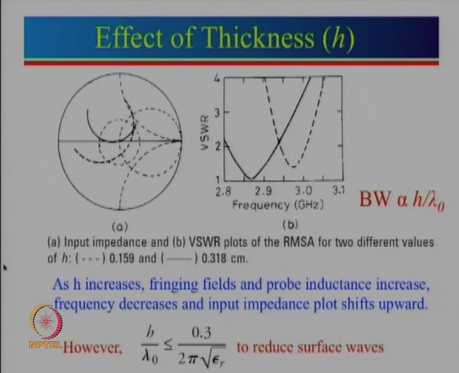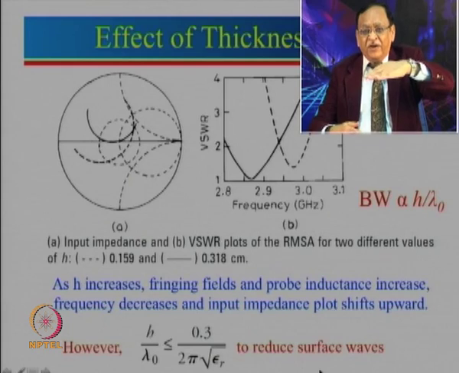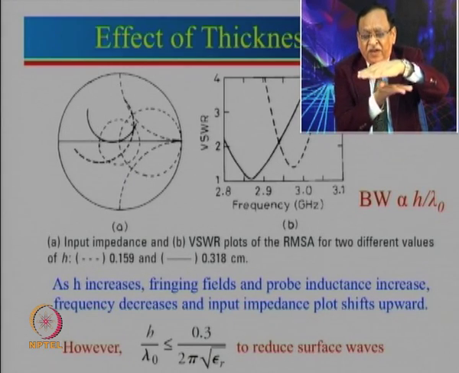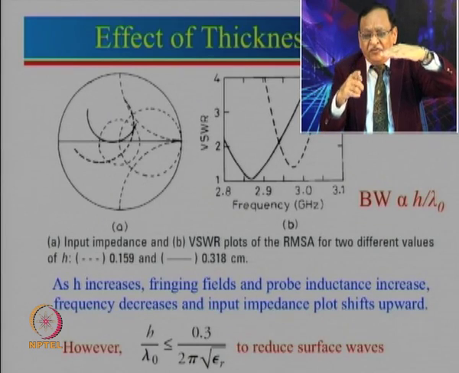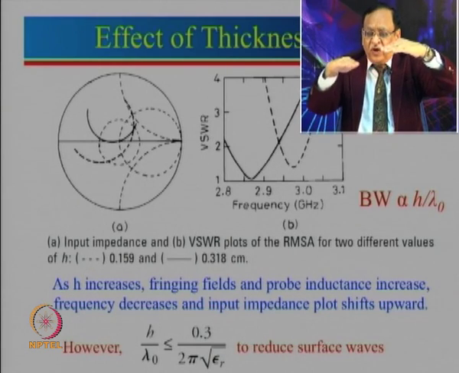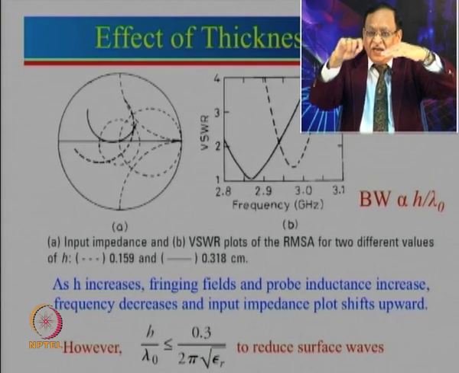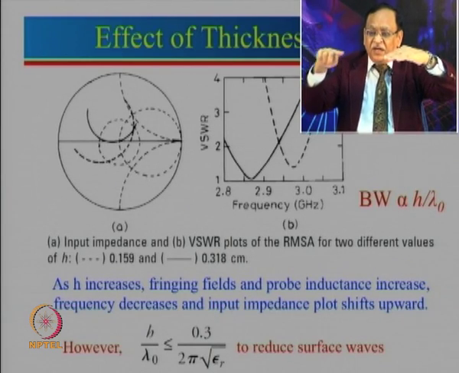There is a limit that h by lambda 0 should be less than this expression, and that is to reduce surface waves. How does the surface wave come into the picture? Think again: we have a patch, and below the patch we have a ground plane. There will be fringing field from the edges, and this is the dielectric substrate. This fringing field from the ground plane will reflect. Part of that will go into free space, part of it will be partly reflected, and there will be an angle where there can be a total internal reflection.